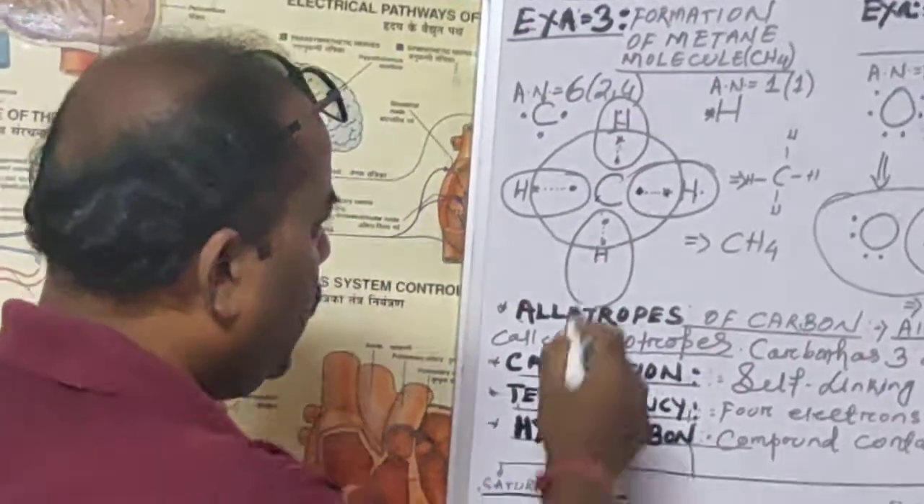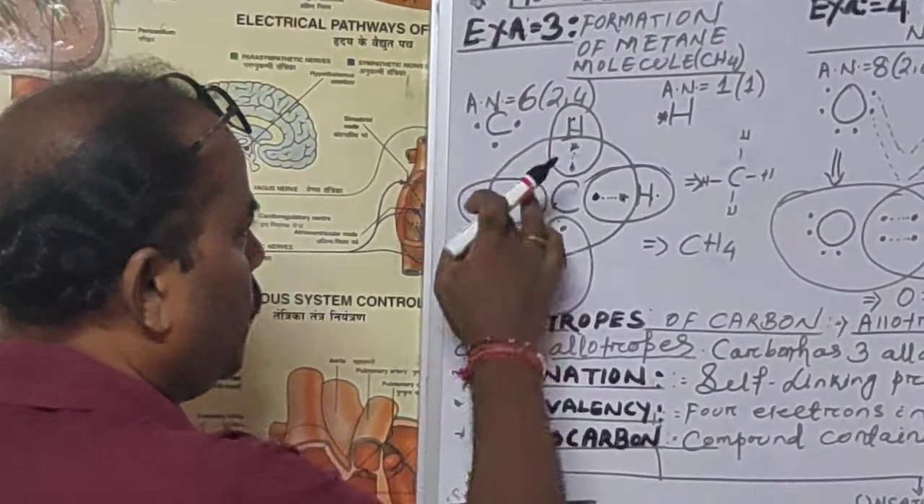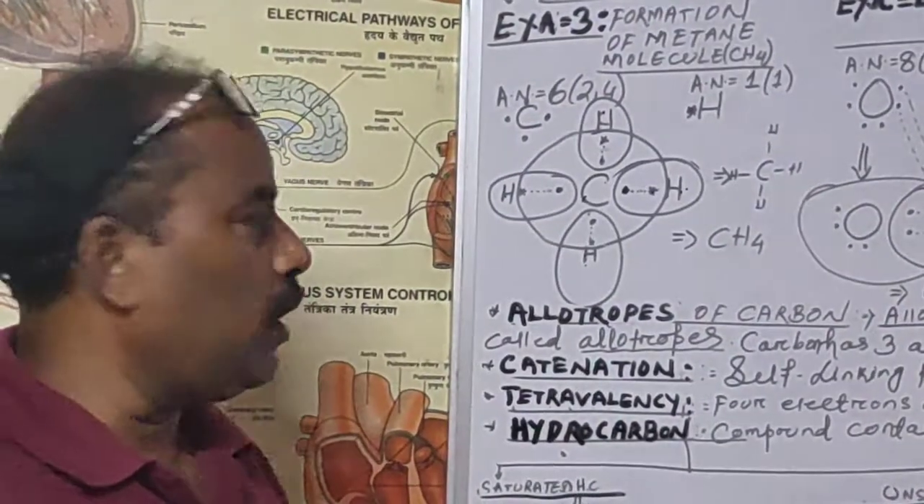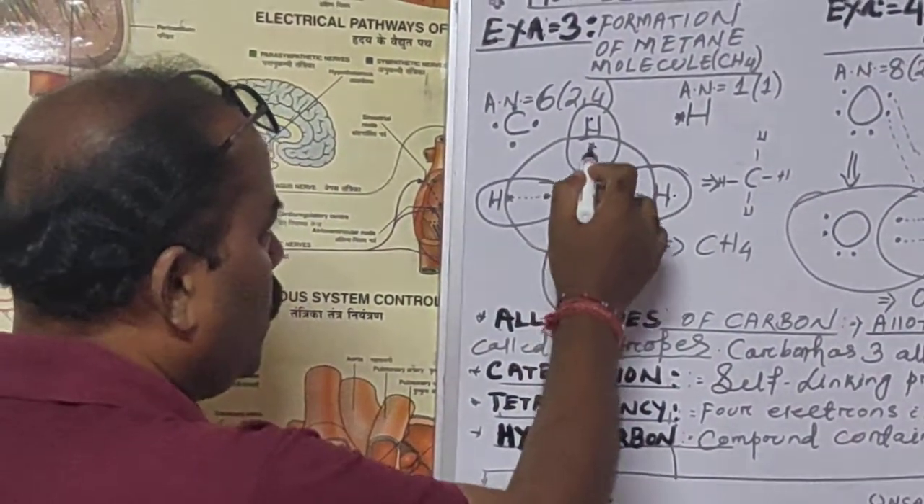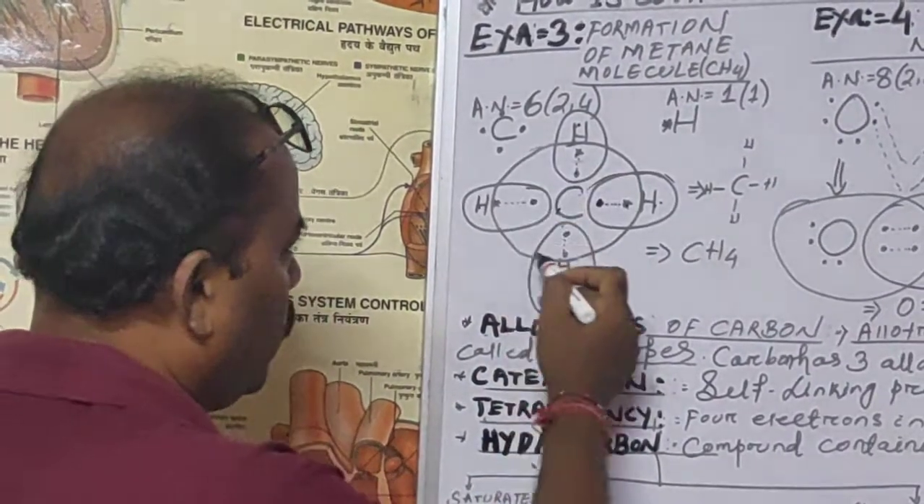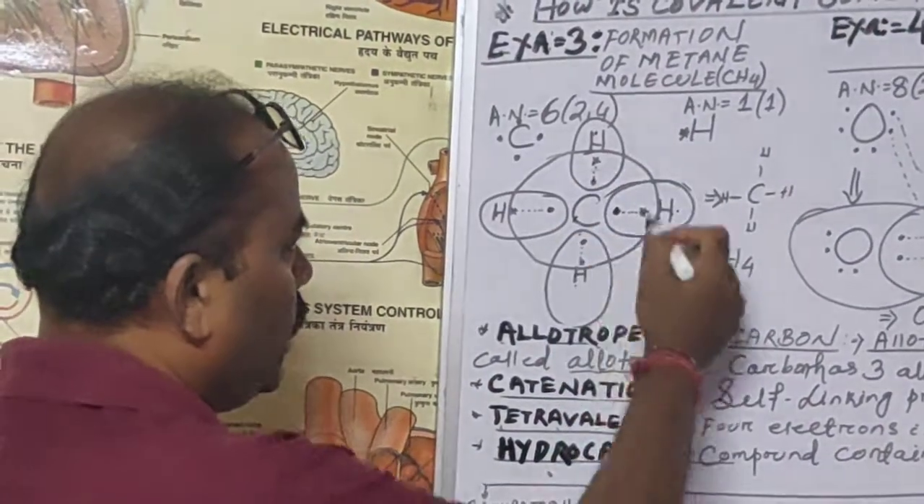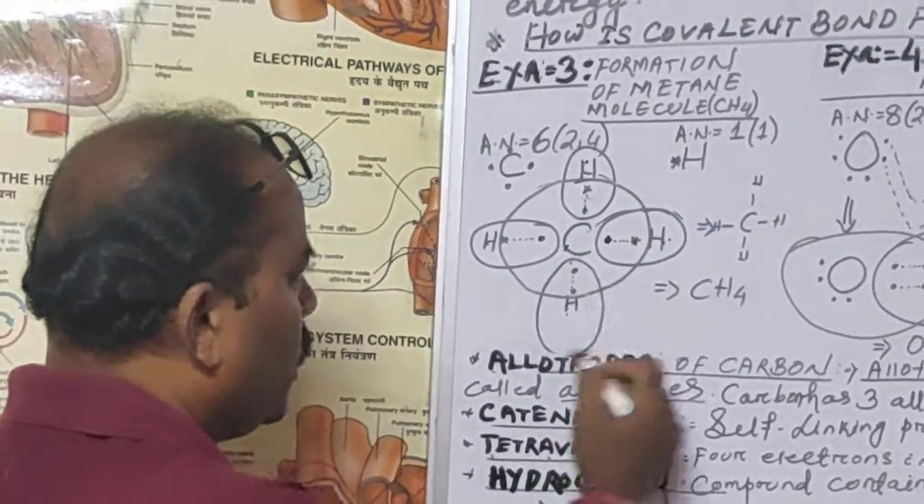Now let us see. This hydrogen is satisfied, because it has 2. This hydrogen is satisfied. Let us see whether carbon is satisfied or not. Yes, carbon: 2, 4, 6, 8. That's why carbon will make the boundary line along with the shared paired electron. So now carbon is satisfied, and hydrogen individually will be satisfied.